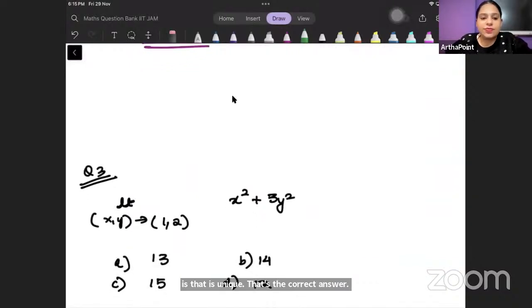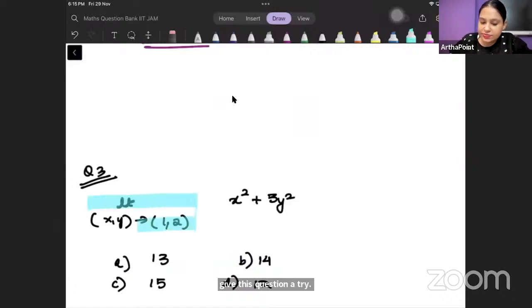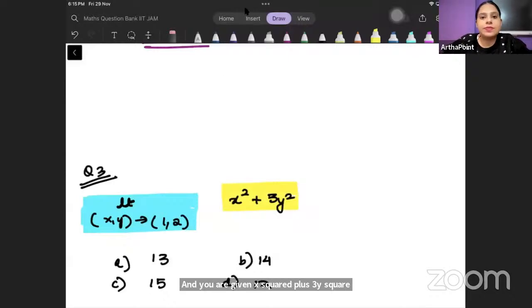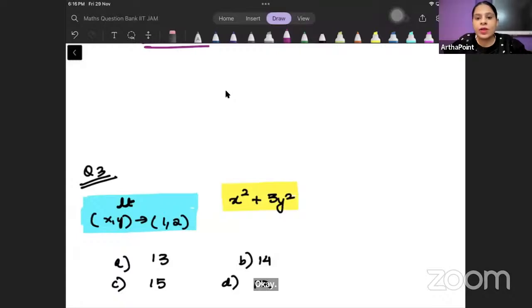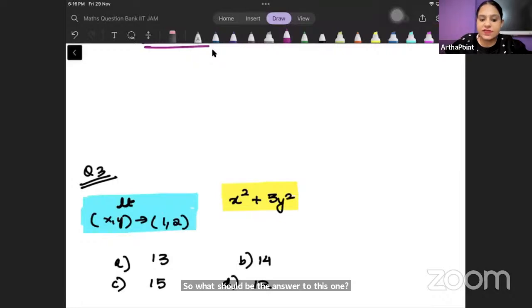Give this question a try. Limit (x,y) approaching (1,2) of x square plus 3y square. So what should be the answer to this one? Okay, let's give it a try.